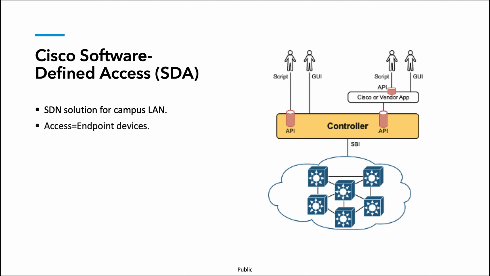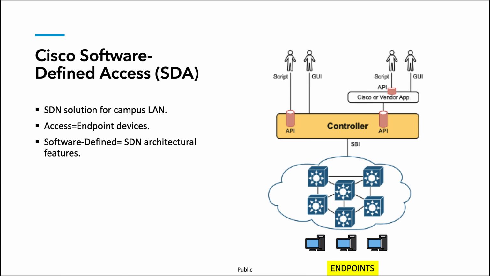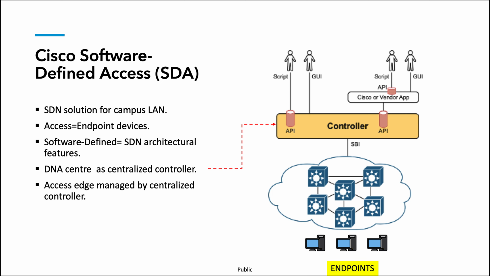The word access in the name refers to the endpoint devices that access the network, while the software defined refers to many of the usual software defined architectural features. It includes a centralized controller called DNA center with southbound and northbound protocols, with access edge network managed by the controller or centralized network controller instead of managing each access switch as an independent entity.